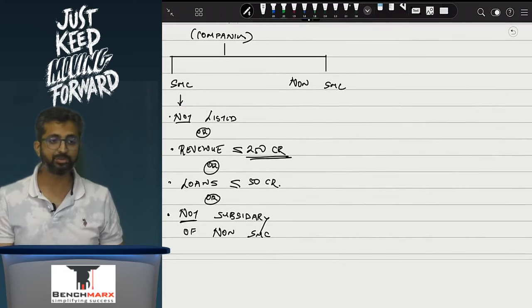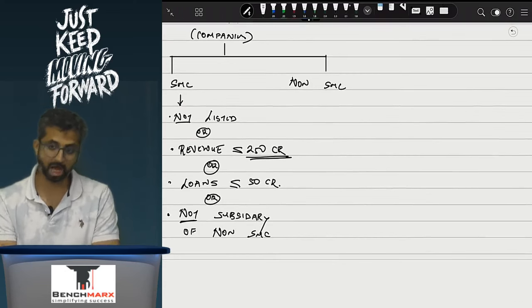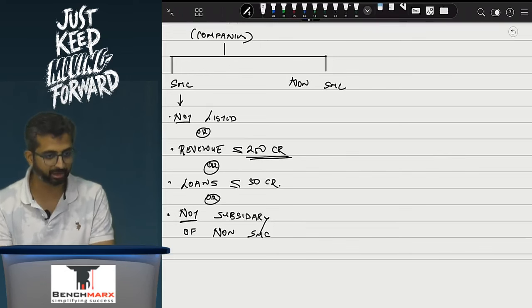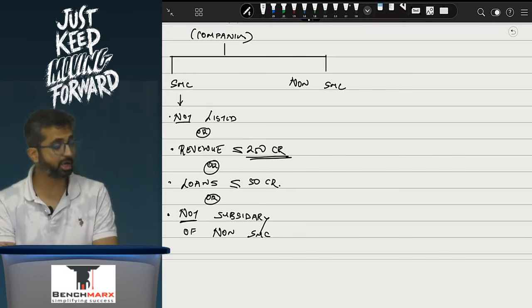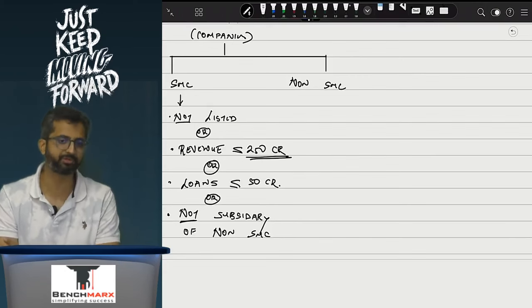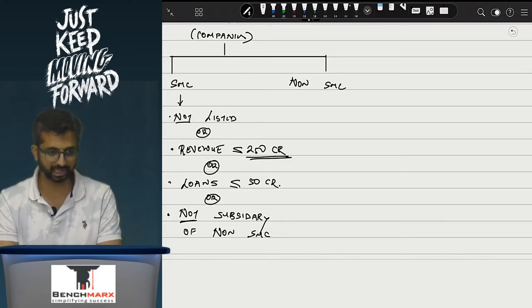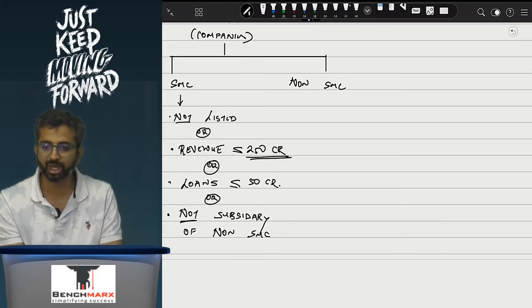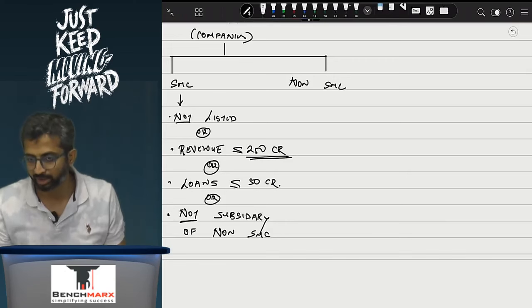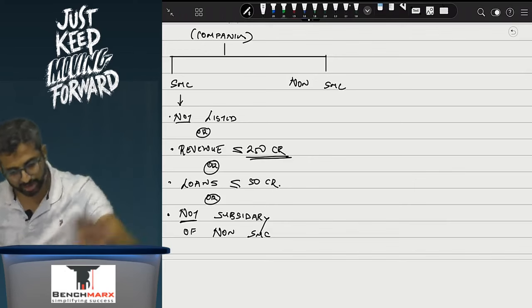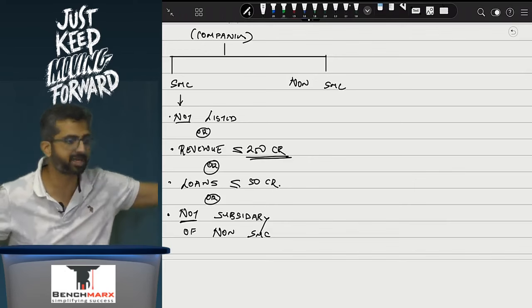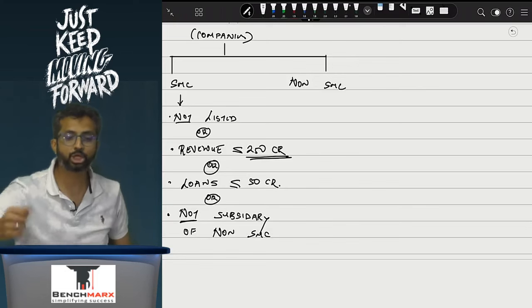Now, you guys tell me, if you are a standard setter, you are a legislator sitting in Parliament, and you have to define a non-SMC, how will you define it? Negatively defined. It's a very common negative definition. Negative definition means I will not define the non-SMC. I will say every entity which is not an SMC as per this definition becomes a non-SMC. So, you don't have to define it again.